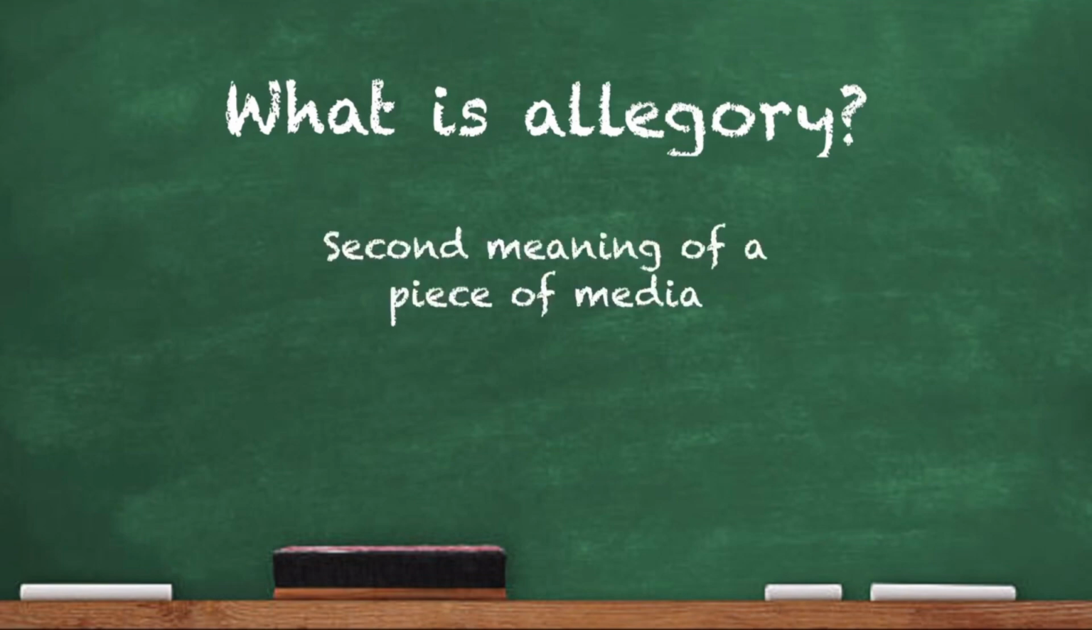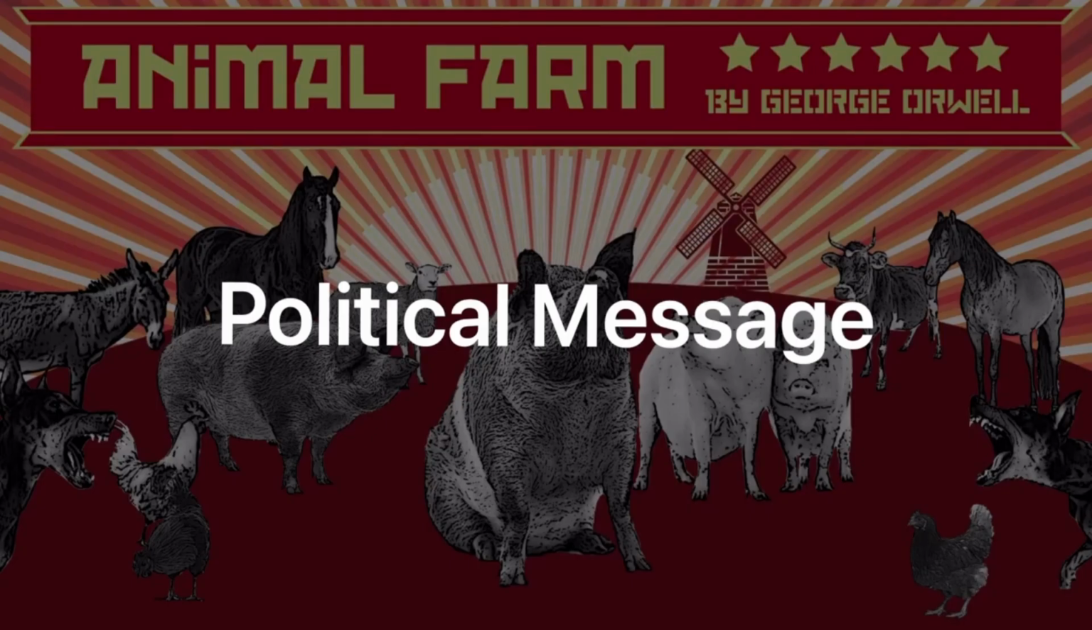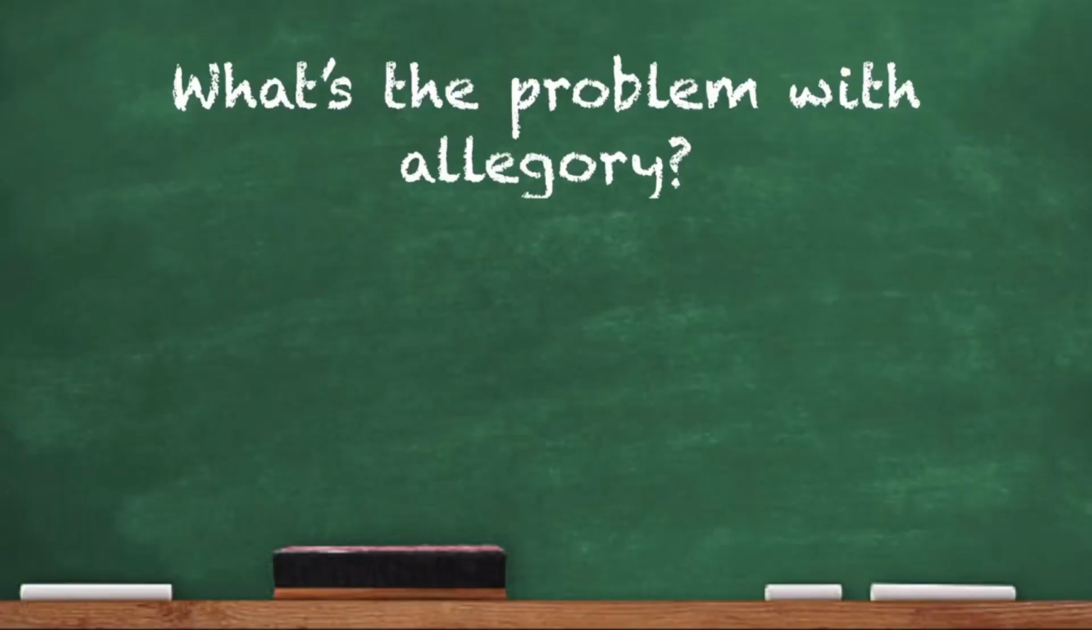Simply, an allegory is a second explicit meaning behind a text. This is where your story makes direct comparisons between any fantastical element it contains and that of the real world. Typically, these are usually moral lessons, such as the Christian message in C.S. Lewis's Narnia series, or the political message in Animal Farm by George Orwell. So, what's the problem with allegory?